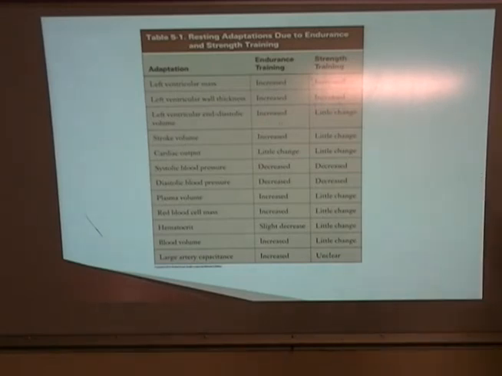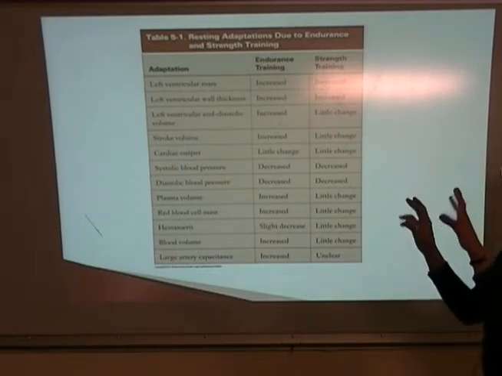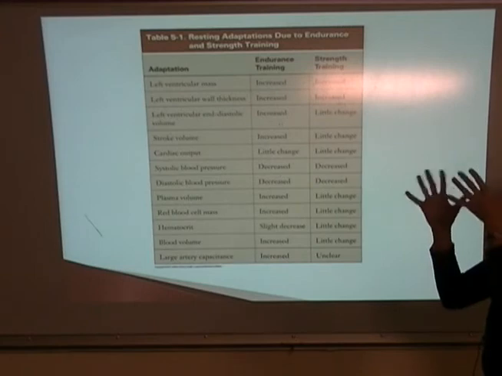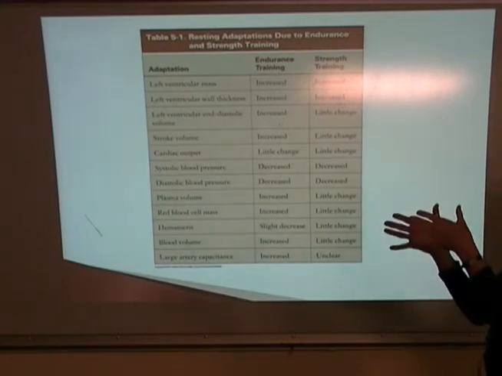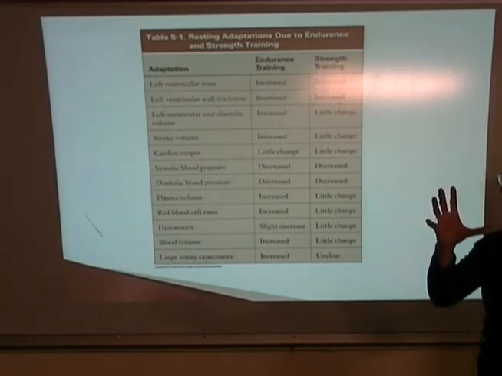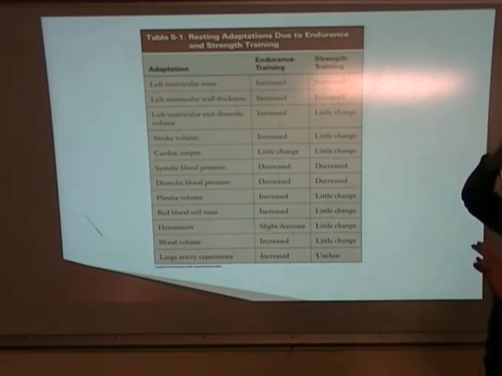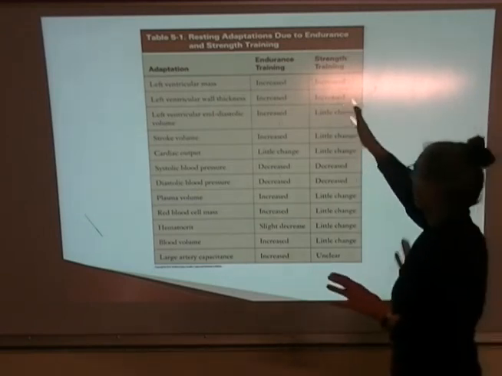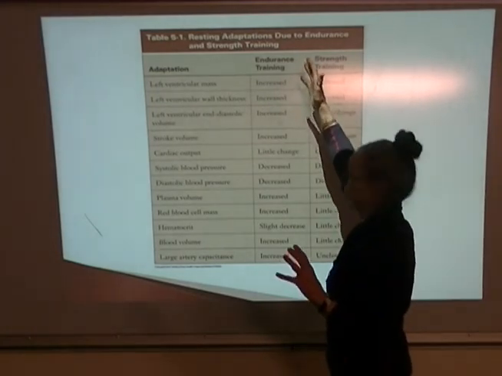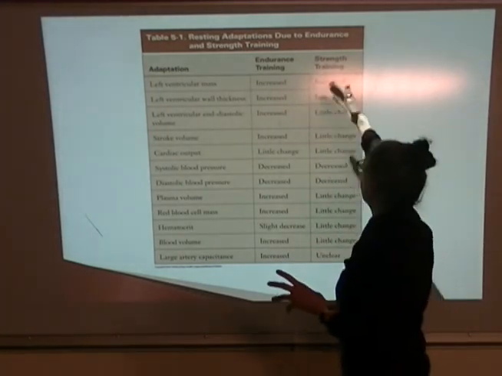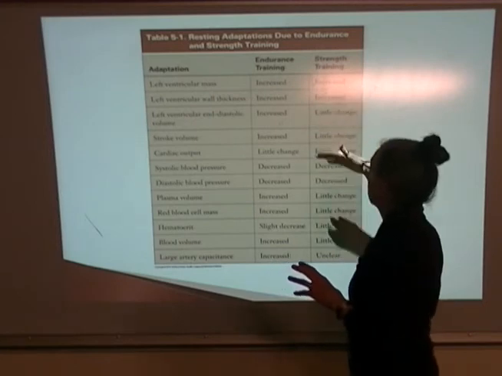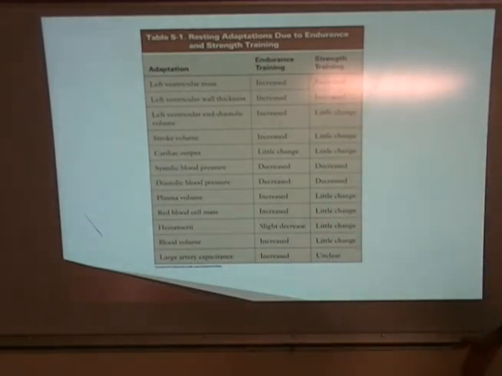These are the changes we see at rest. So that's the health measure, what's happening at rest if you do this type of physical activity. It's a really useful table, I think, because it directly compares your endurance, your aerobic work, with your resistance work. So I think it's a very useful table here.